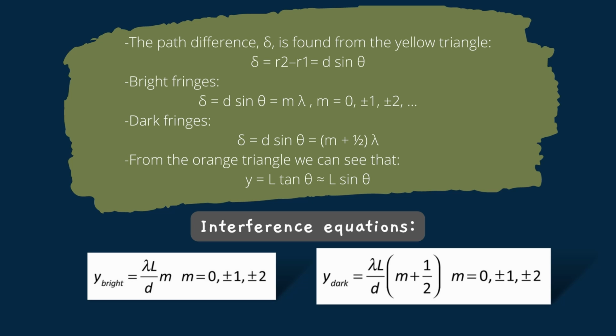Next, for a bright fringe produced by constructive interference, the path difference must be either 0 or some integral multiple of the wavelength. The equation we get from that is delta equals d sine theta equals m lambda. For a dark fringe produced by destructive interference, the delta is the odd number of half wavelengths, which is represented by the equation delta equals d sine theta equals (m plus half) times lambda.